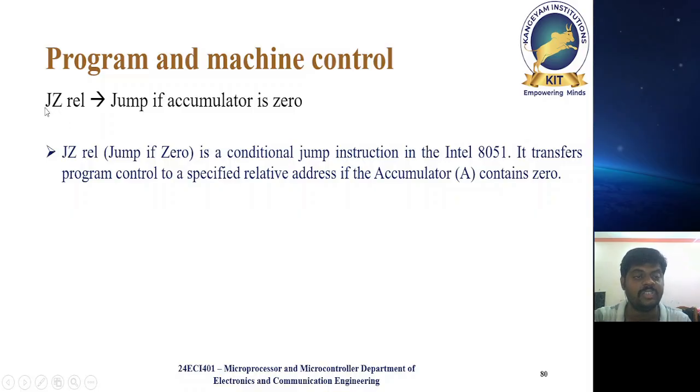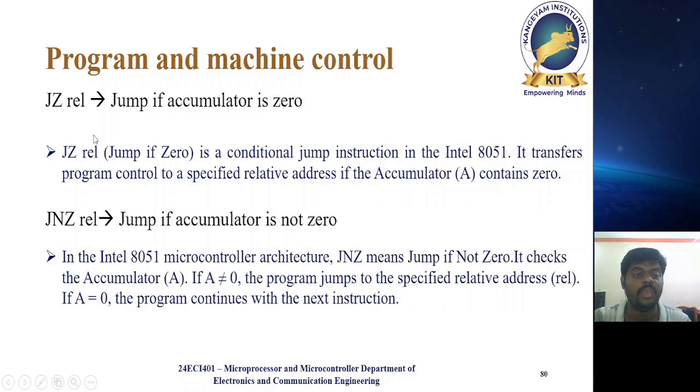So JZ means jump on 0. That means if the accumulator value is 0, the condition is true. Another is JNZ, which means jump on not 0. That means if the accumulator value is not equal to 0, then the condition is true, and it will jump to the corresponding address. If the accumulator value is 0, the condition becomes false, so this will not get executed. The previous instruction is one way of checking 0, and this is another way of checking 0.